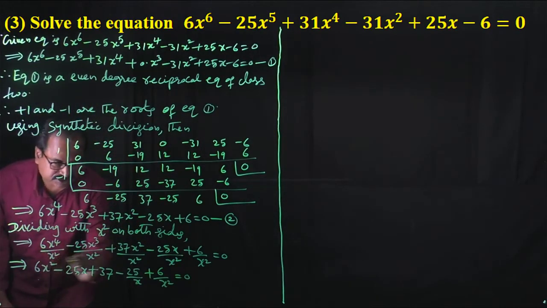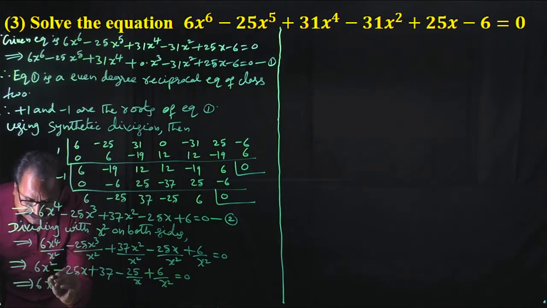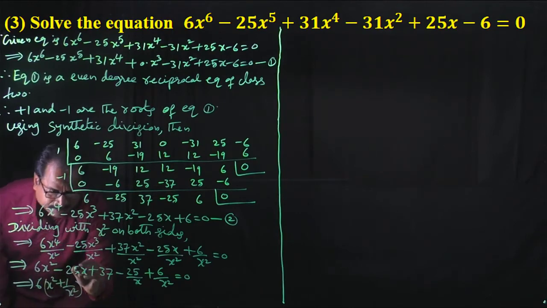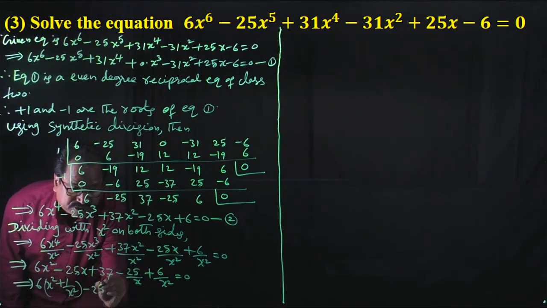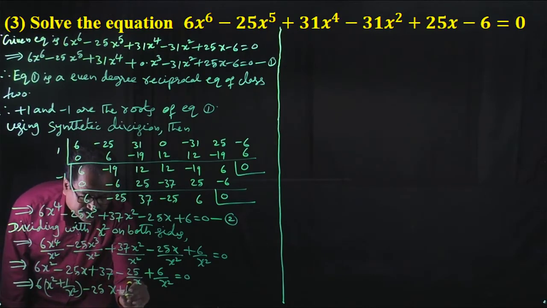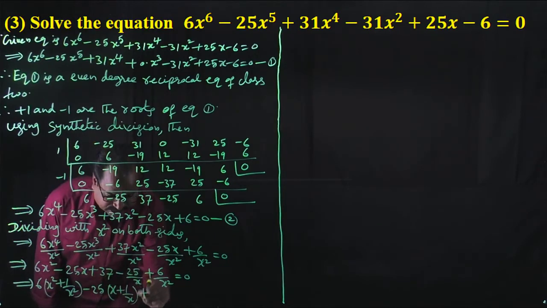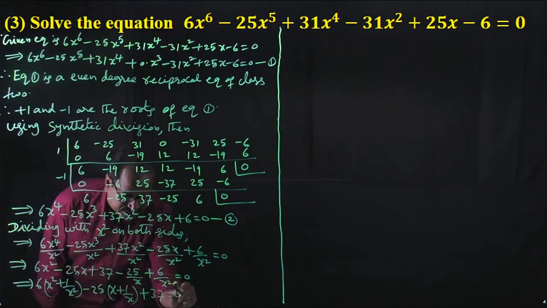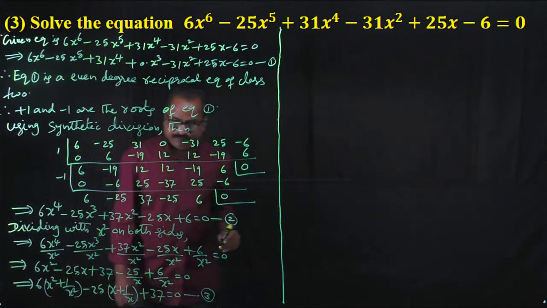Here 6x square plus 6 by x square, here 6 is a common factor: 6 into x square plus 1 by x square, minus 25x minus 25 by x. Here minus 25 is common: minus 25 into x plus 1 by x plus 37 is equal to 0. This is equation number 3.